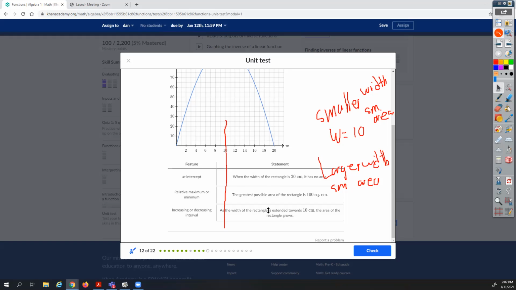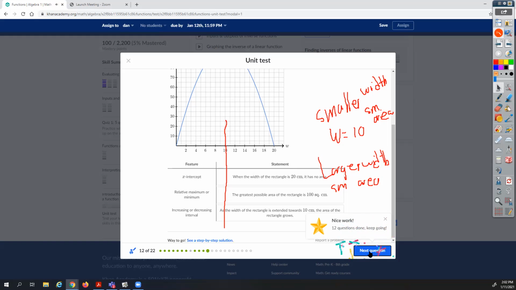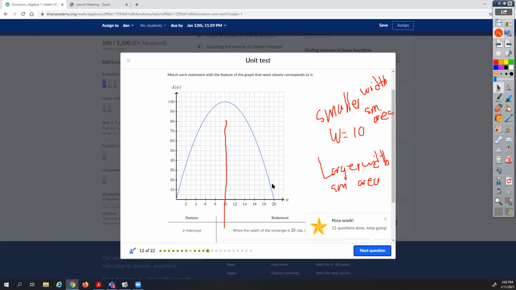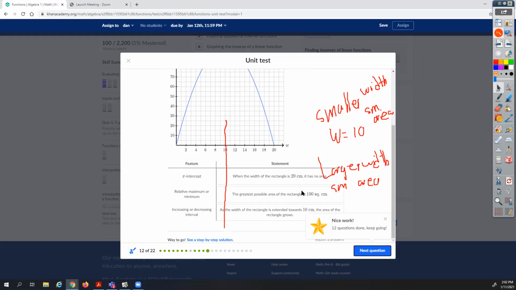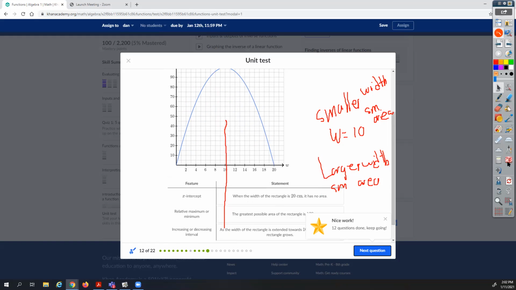These are the two that should probably be, let me see. The greatest possible area is 100 square centimeters. That should be it. All right. So this one, like I said, the wording is the one that we had to just practice on over here, okay?